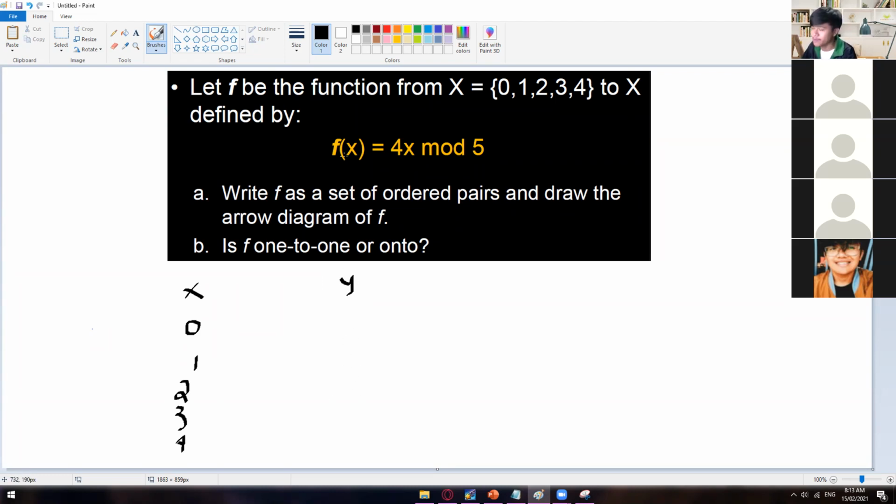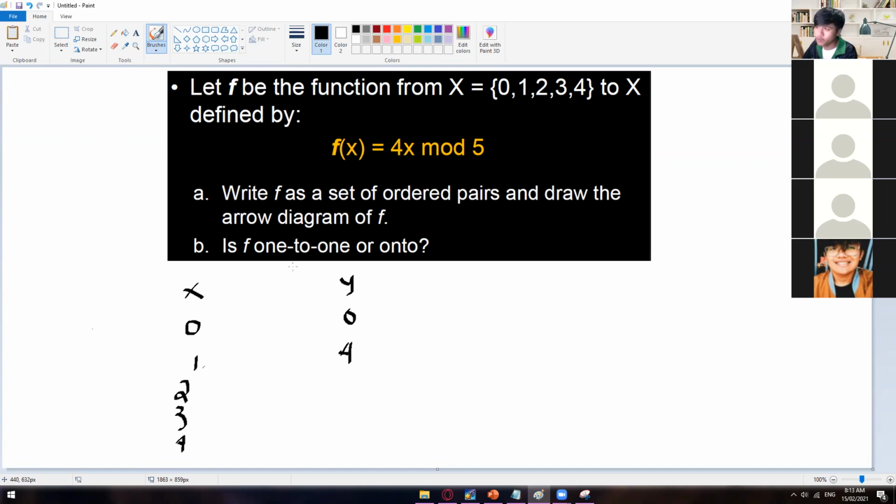So we have here f of x is equal to 4x mod 5. If we have 0 for x, 4 times 0 is 0, so 0 mod 5 is 0. And then if we have 1, 4 times 1 is 4, and 4 mod 5 is 4. Can you guys follow? Yes.